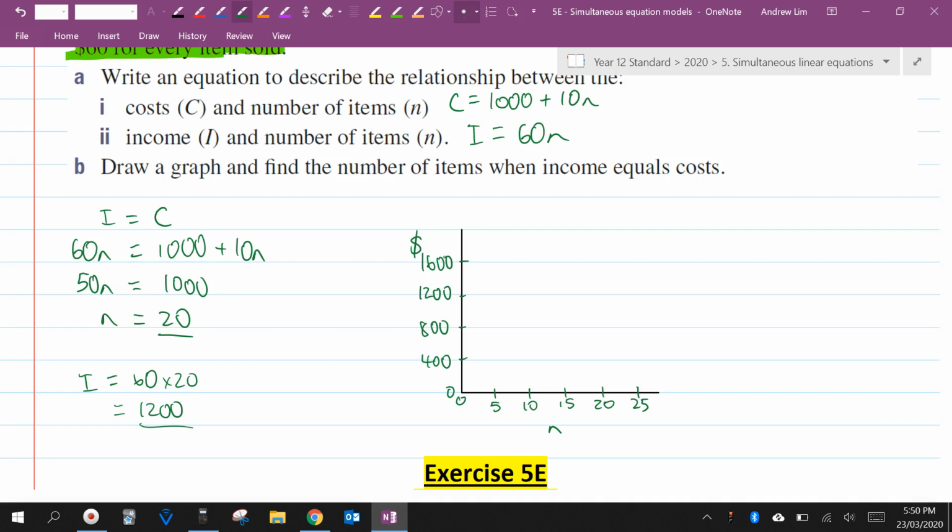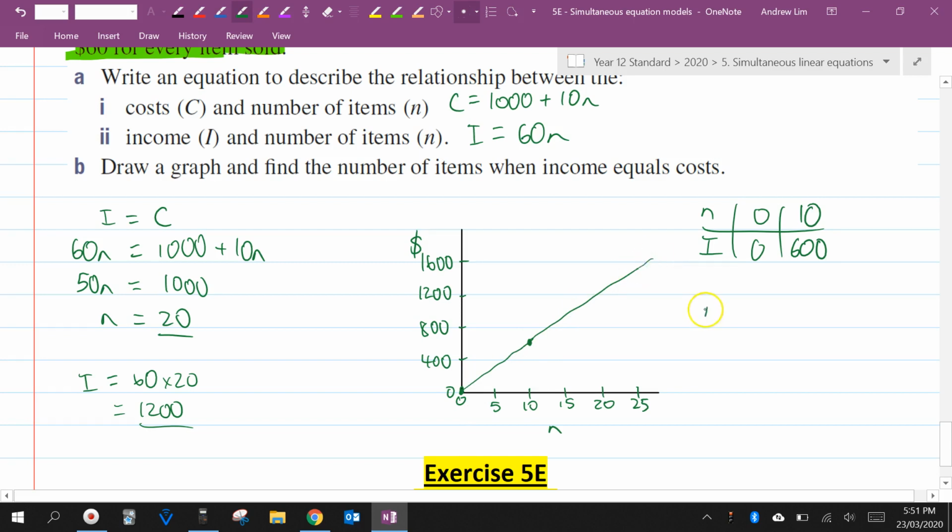So, let's sketch the income one first. 0, 0. Let's do it like this. And then 0 and 1. If none of them were sold, no income. If one of them was sold, income would be 60 times 1, $60. Or better yet, because we've done 5 and 10, because that's how I've labeled it, let's just do 10. If 10 was sold, income would be 60 times 10, which is 600. So 10, 600, about there. And just draw a straight line.